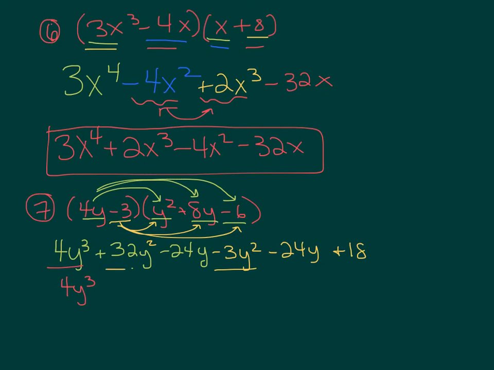I get my 32y to the second and my minus 3y to the second is going to give me plus 29y to the second. Next comes my plain old y's. I have minus 24y, minus 24y. That gives me negative 48y. The last thing I have is just this 18, so I'm just going to write plus 18.